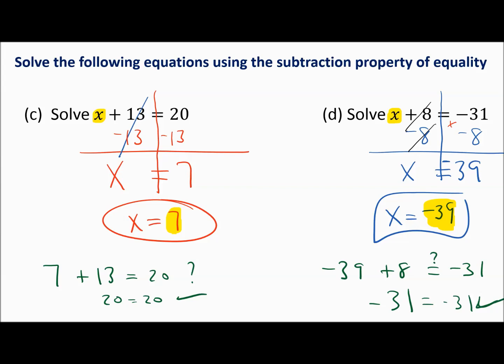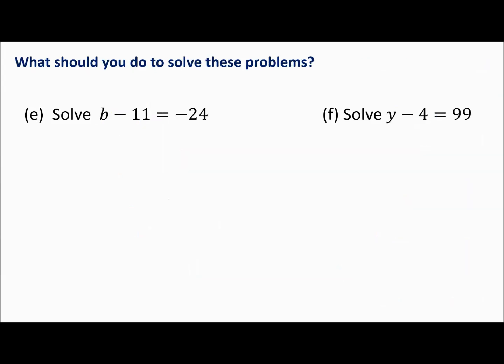It checks just fine. So my question to you is, how do you think we would solve this type of problem? Notice it's different. I still have an equals. I'm going to put a line down my equals. And you see my variable is b. So I'm going to try to get that b on the left side all by itself. So I'm going to do the opposite of subtracting 11, and I'm going to add 11. So if I add 11 on the left, I'm going to add 11 on the right.